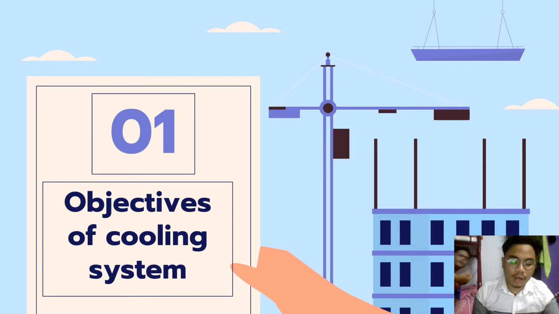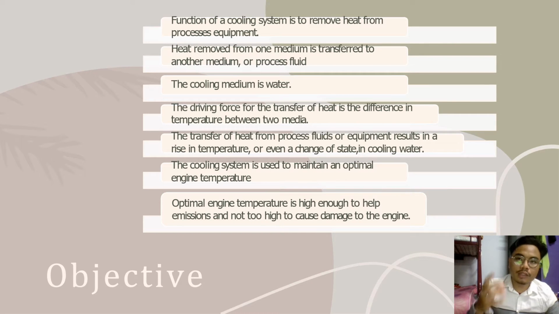Now I'm going to explain about the objective of cooling system. First of all, it must be possible to remove heat from process equipment. The function of cooling the equipment is to ensure that the process runs smoothly without any technical interruption.